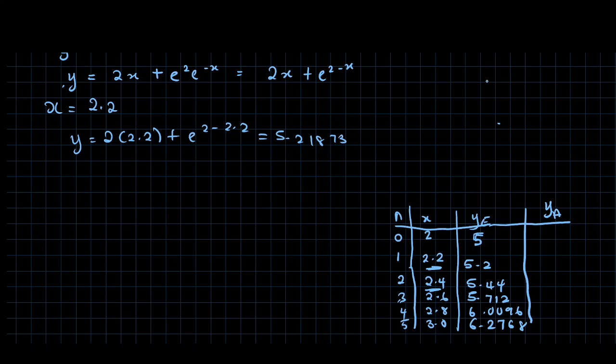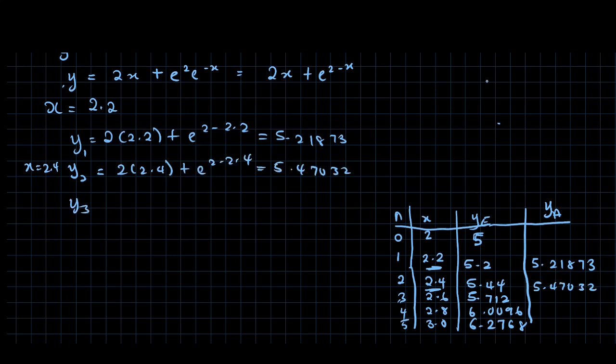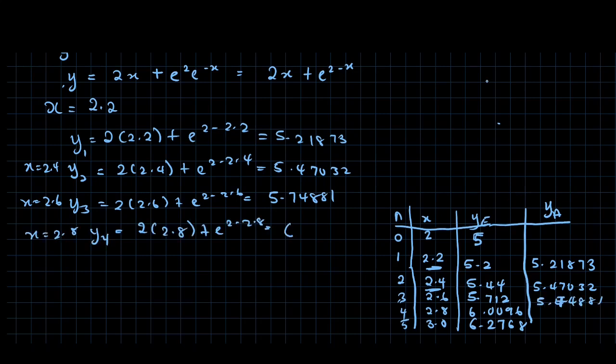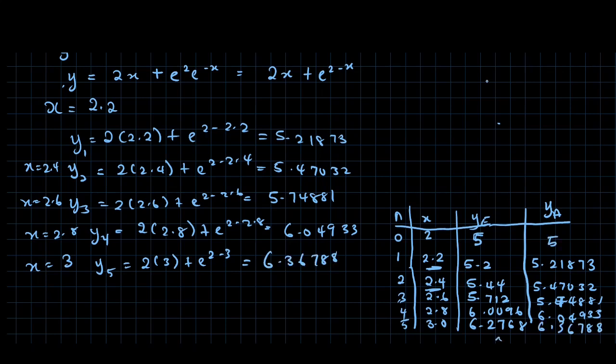This gives us a larger estimate that is actually closer to the actual answer. So I'm just going to put it as y analytical. So it's going to be 5.21873. Then for y2, this is y1, it's going to be, that's when x equals 2.4, right? It's going to be equal to 2 times 2.4 plus e raised to 2 minus 2.4. It's going to give us 5.47032. For y3, x is equal to 2.6. It's going to give you 5.74881. It's going to give you 6.04933. And then for the last one, x equals 3, it's going to give you 6.36788, which is, you can see the answers are very very similar, few discrepancies, but the analytical is much more accurate. So thank you for listening. I hope you understood.